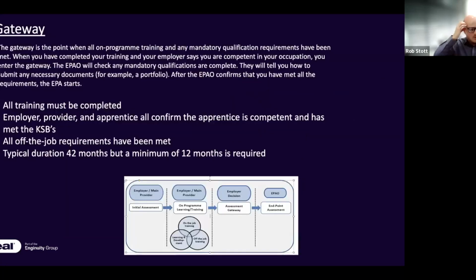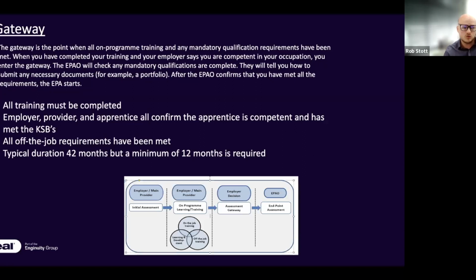Now I'm going to focus on Gateway and EPA for the next few slides. Just looking at what Gateway is: Gateway is very much the point where all training and any mandated qualifications have been completed. This is the point where the apprentice, the employer and the provider say that a learner or an apprentice is competent. Any qualifications or necessary documentation would be uploaded to the EPA portal, and it's really at this point that the EPA starts. This is very much the end of the journey for the learner in terms of training.